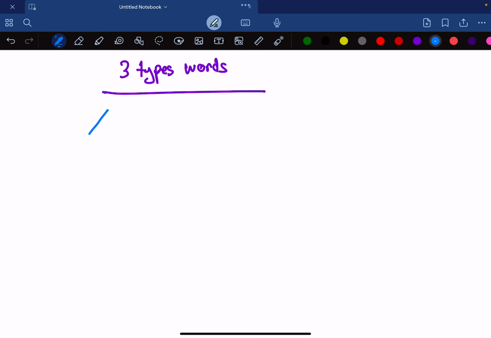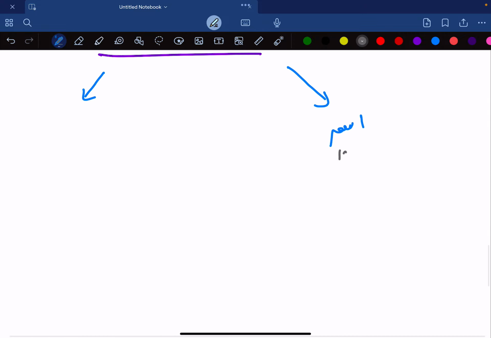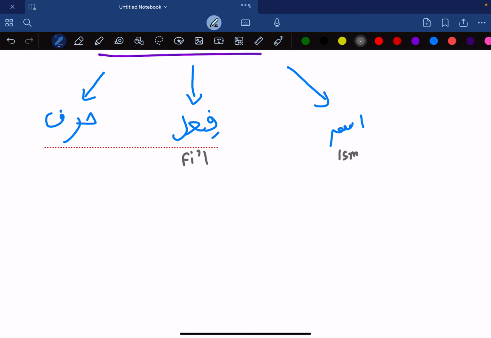There are ism, fi'l, and harf. I'll write it in English as well. Ism, fi'l, and harf.